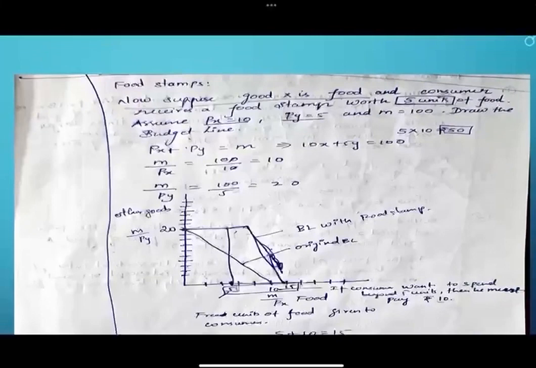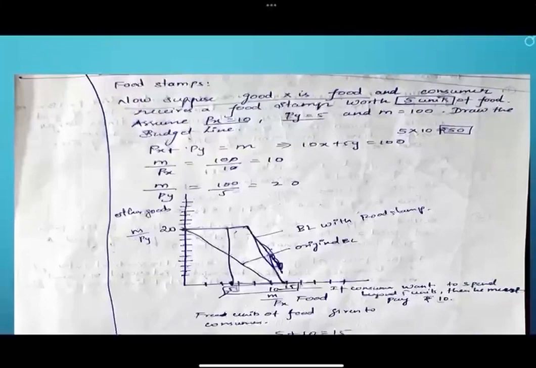Then how to find Y? M by Py. M is 100, Py is 5. So 100 by 5, what will you get? 100 by 5 is 20. So plot 20 on the Y axis and join the line. You will get the original budget line.